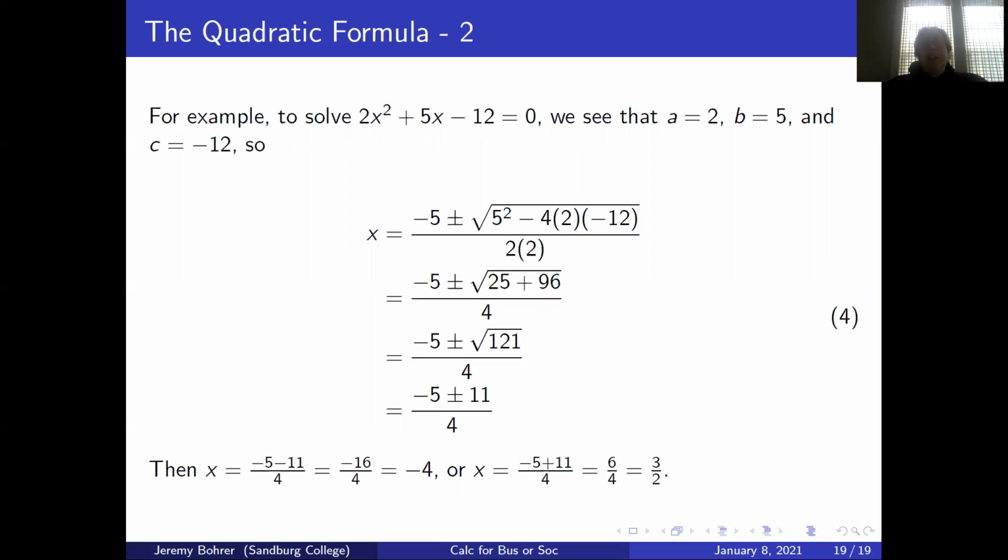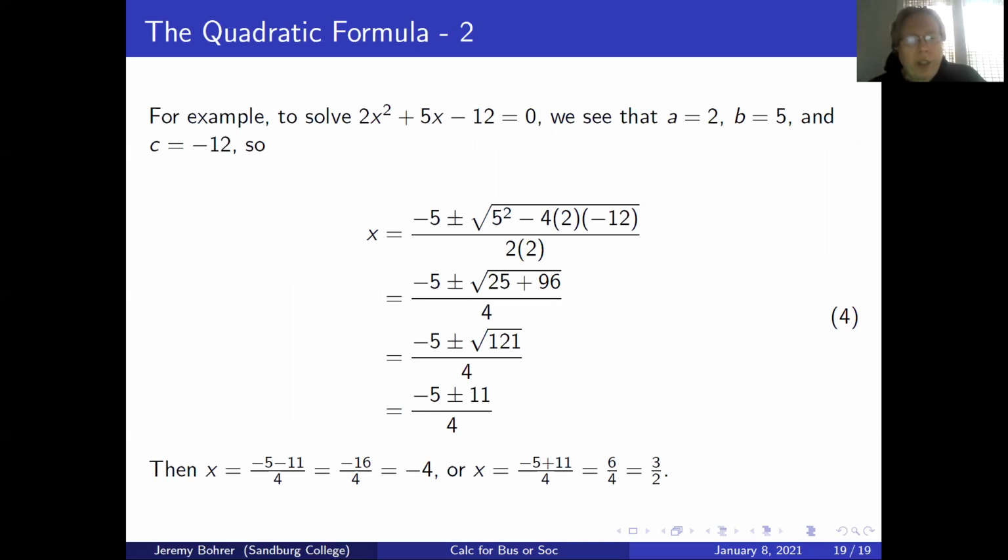For example, to solve 2x squared plus 5x minus 12 equals 0, we see that a equals 2, b equals 5, and c equals negative 12. So we plug those values into the respective variables and set up this equation. X equals negative 5 plus or minus the square root of 5 squared minus 4 times 2 times negative 12, all over 2 times 2, which is negative 5 plus or minus the square root of 25 plus 96, over 4, which is negative 5 plus or minus the square root of 121, over 4, which is equal to negative 5 plus or minus 11 over 4.